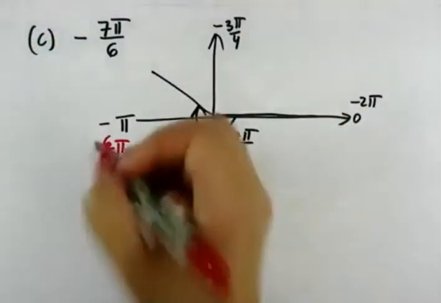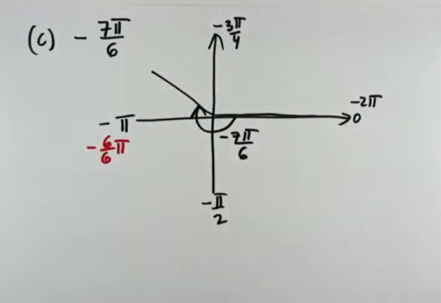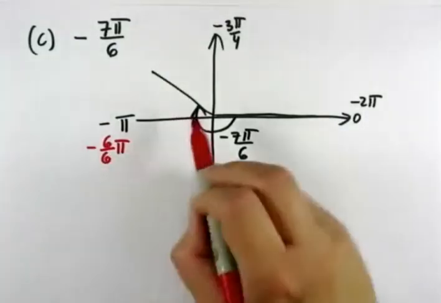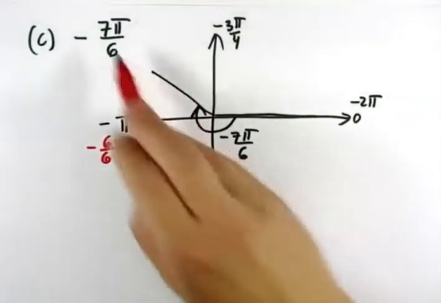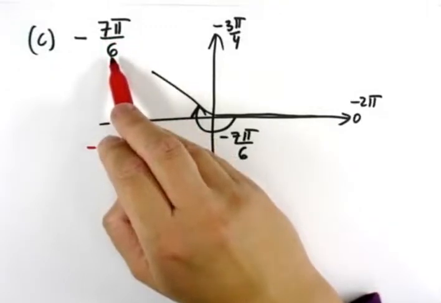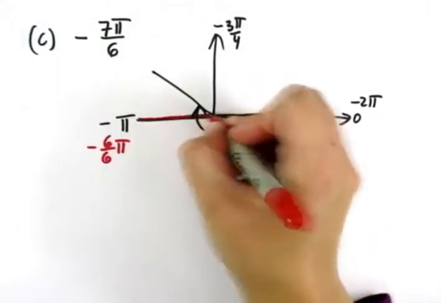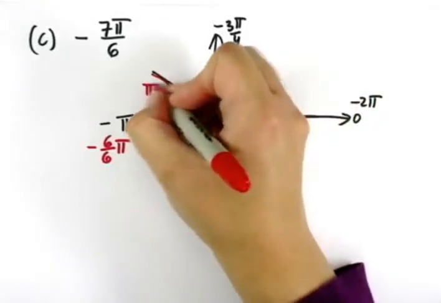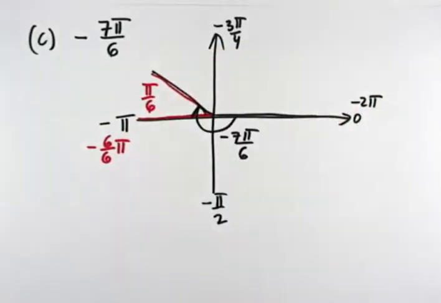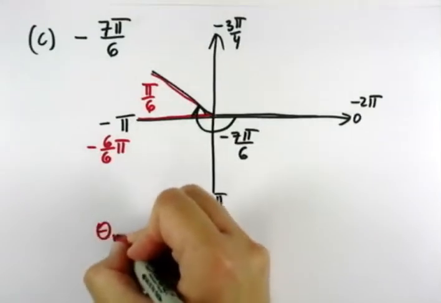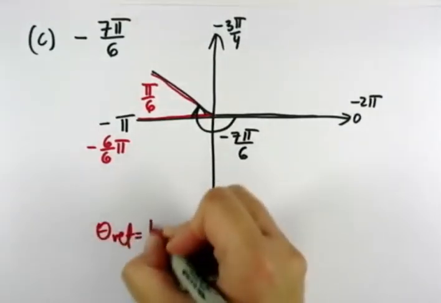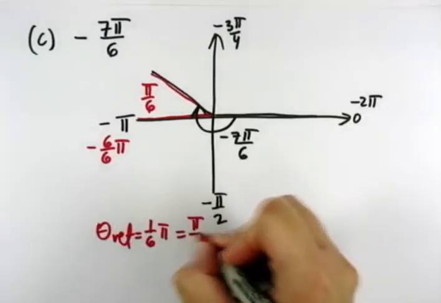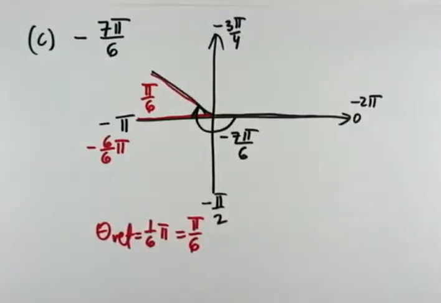And if we go the opposite direction, it's minus. So if this one is 6 over 6, how much more did we go to get 7 over 6? We went 1/6 more. 1/6, so it's pi over 6. So my theta reference is 1/6 pi, or we can write that this is pi over 6.